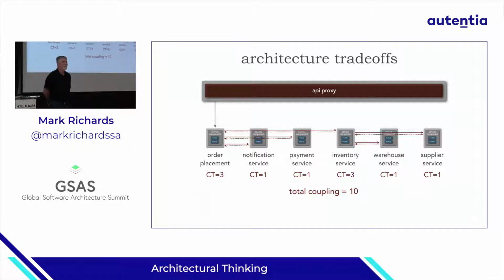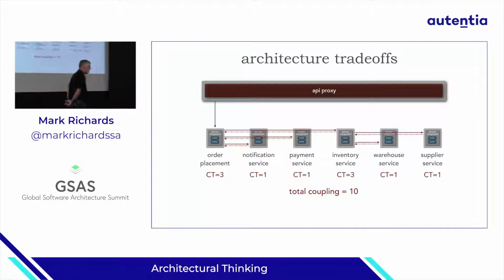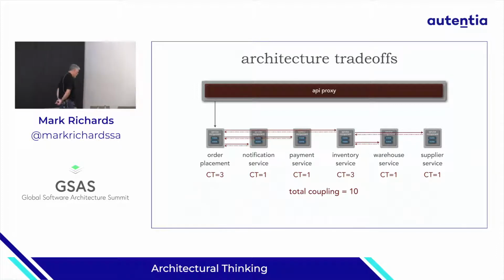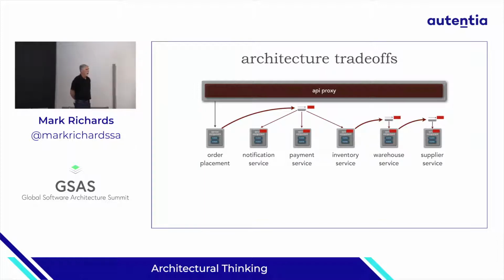You want to make it 0? Let me show you how to make this coupling level 0. No coupling whatsoever between services. All right, let's change the topology just a little bit. I'm going to add a topic on top of the notification, payment, and inventory service. I'm going to add a queue for warehousing, and I'm going to add a queue for suppliers.